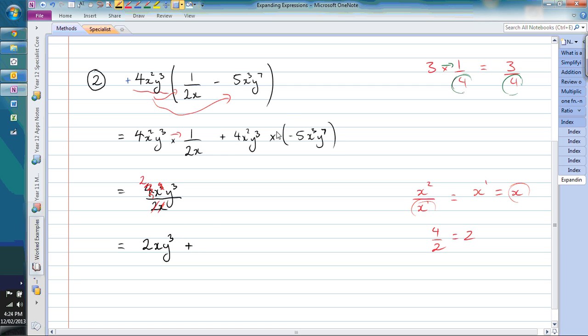Looking at the second expression, I'll get rid of that there. Positive times a negative is a negative. So this is going to become a negative, and I've got 4x squared y cubed times 5x cubed y7. That negative I just brought out the front. This is algebra. This is multiplication. And so I can change the order. So I'm going to put my pronumerals first. Then I'm going to put all my x's. Then I'm going to put my y's.